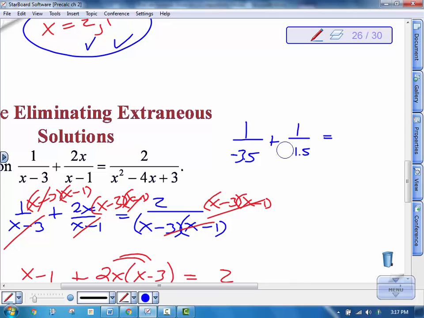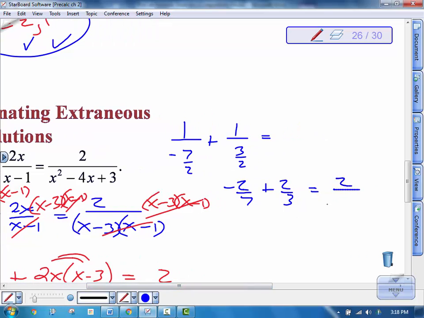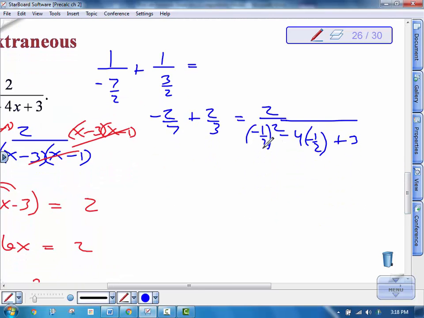So double negatives equal positive here. I'm just going to deal with fractions. Why not? 3 over 5 is 7/2. So this is really negative 2/7 plus, this is really 3/2, 1.5. So plus 2/3, and that should equal what's on the right side, which is 2 over negative 1/2 squared minus 4 times negative 1/2 plus 3. Might as well. I know this is good fraction practice.